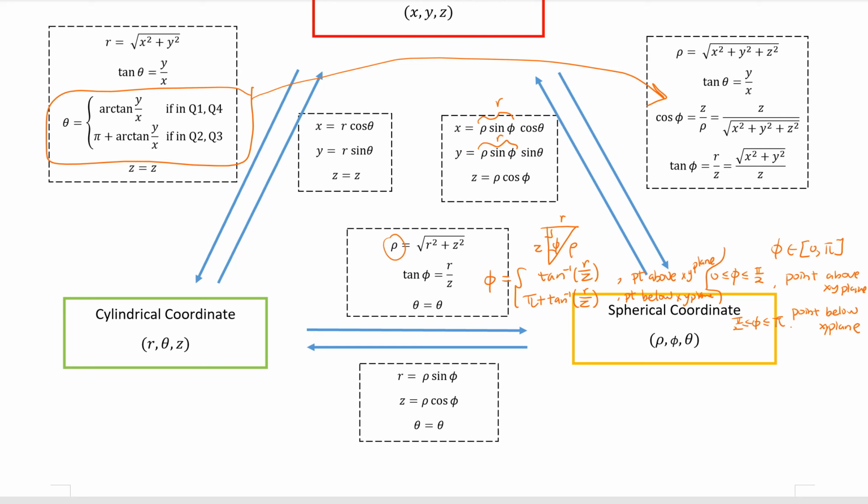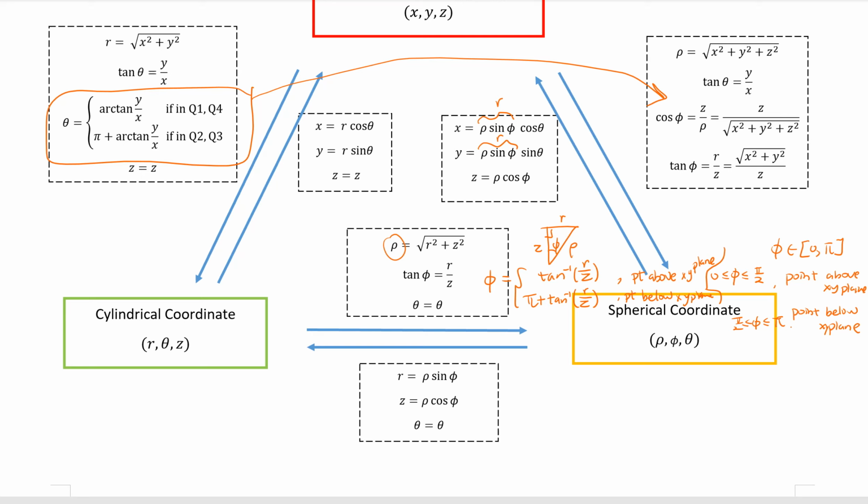And then cosine phi. Well, we can use cosine phi or sine phi or tangent phi as you like. So cosine phi is z over rho, then is z over square root of x squared plus y squared plus z squared. And tangent phi is r over z. R is square root of x squared plus y squared.